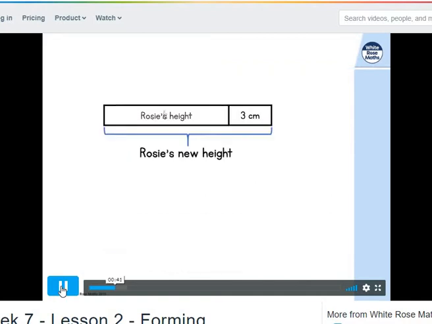So take that model, but let's change the name of Rosie's old height. Let's just call that letter H. We could have used a B, a T, a little symbol. It doesn't really matter. We're just going to call it H. And the expression for what's just happened is her height plus 3.